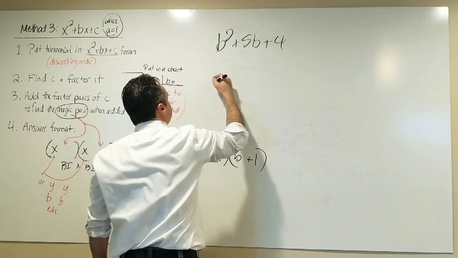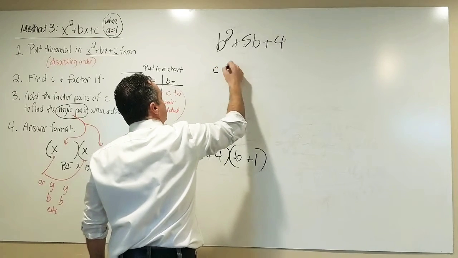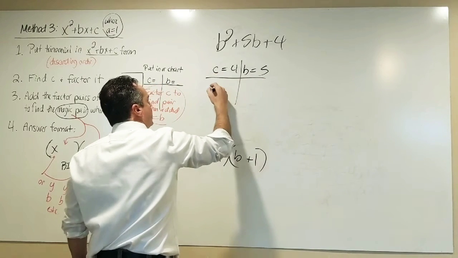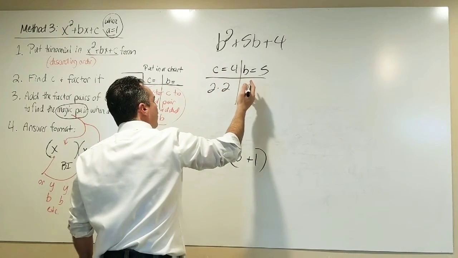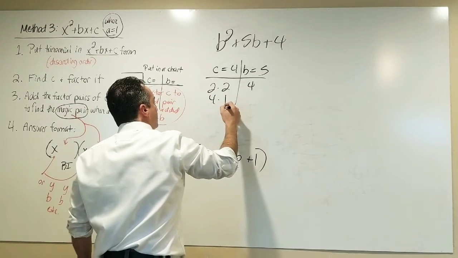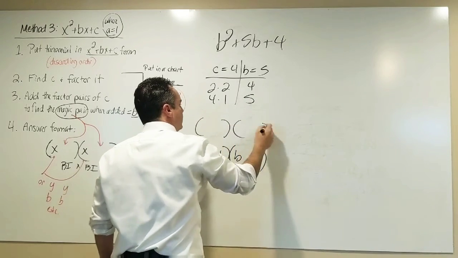And then we take this, and we're going to go ahead on this one and say, hey, C equals 4, B equals 5, and we do this. And we start saying, okay, 2 times 2, that makes 4, but when added together it makes 4. I'm going to need 4 and 1. 4 times 1 makes 4, but when added together it makes 5. That's my magic pair. I make a parentheses and a parentheses.